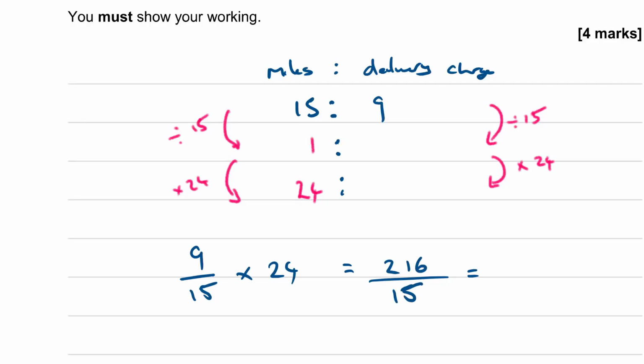And then how many 15s go into 216? So 10 15s is 150. We've got another 66 to reach. 15 into 66 goes 4 times, remainder 6. So that is going to be 14, remainder 6. In other words, 14 and 6/15.